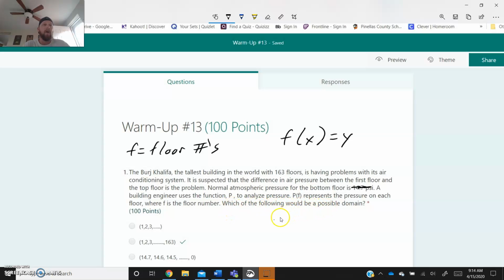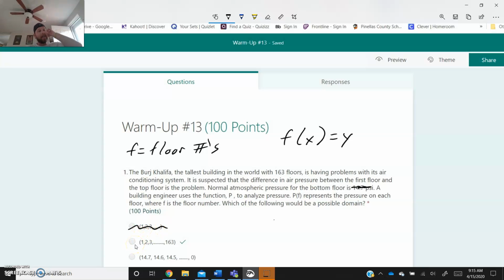Well, domain are my x values. So which ones are my possible x's? Well, it's all of the floors. It's F. I could have a floor 1, a floor 2, a floor 3, but it says it just keeps going on forever. Well, this building only goes up so high. So I don't have 600 floors or 500 floors. So number 1 doesn't work. It starts off good by saying 1, 2, and 3, but it ends there.